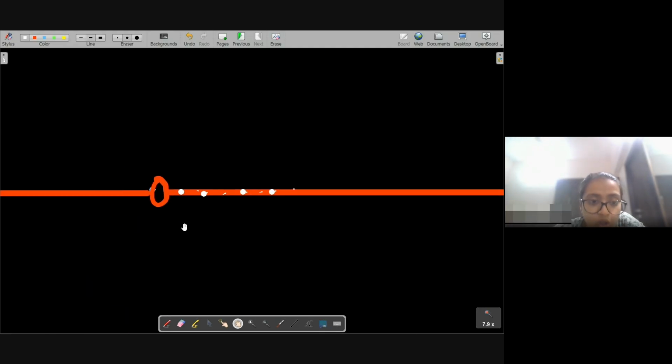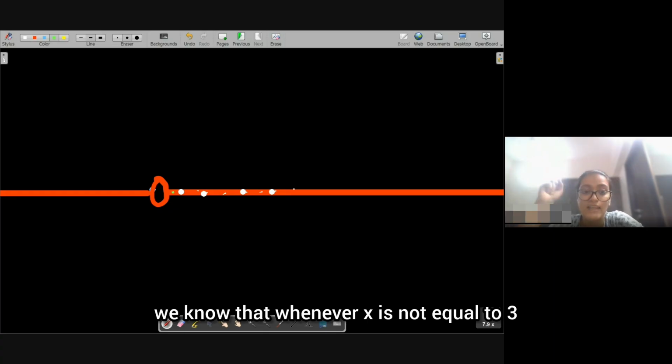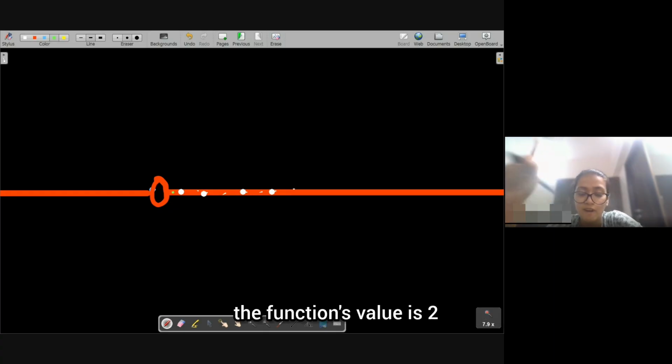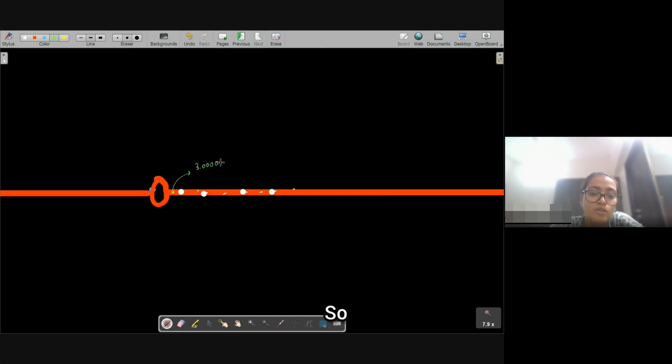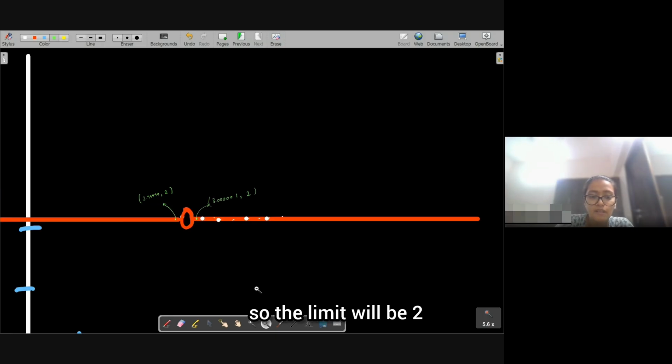Now 3.00001 will be somewhere here. It doesn't matter where it is. We know that whenever x is not equal to 3, the function's value is 2. So this point is probably 3.0000001, so the y coordinate is 2. And from the left hand side, it's here. If this is 2.9999999, the x coordinate, the y coordinate is still 2. Okay. So the limit will be 2.